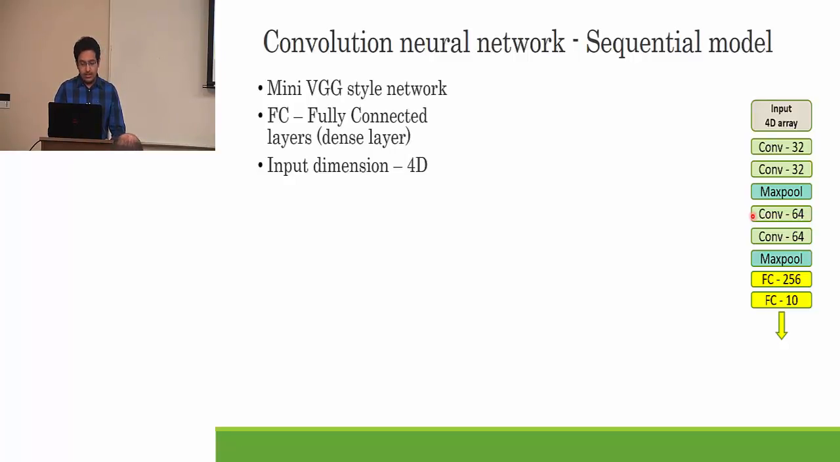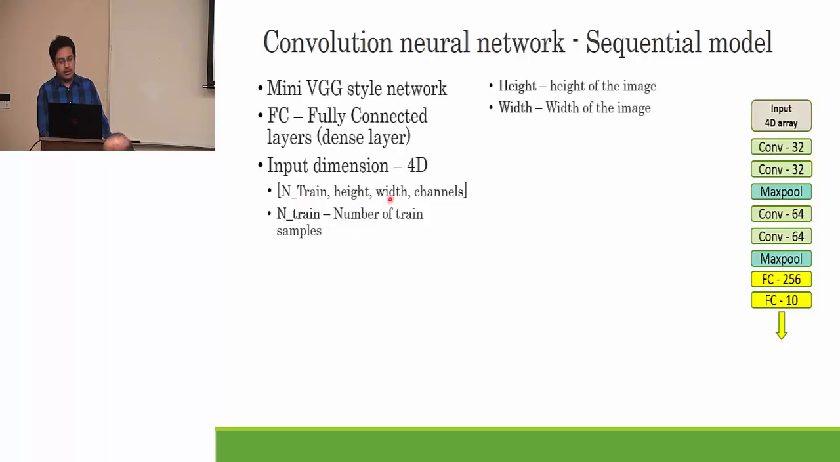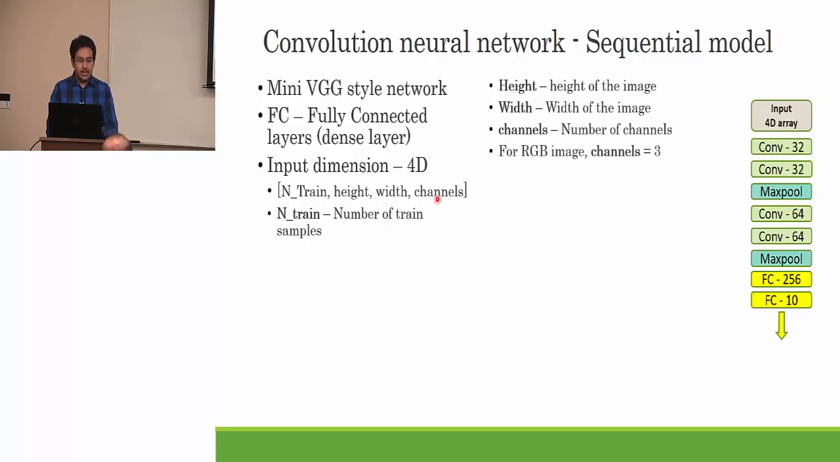The input to this network is 4-dimension. This is in practice. So when we train any network, we train it in batches. So the N train here refers to the number of training samples. Height and width refers to the height and width of the image. And the channels refers to the RGB channels. If it's RGB, the value will be 3, and if it's grayscale, the value will be 1.